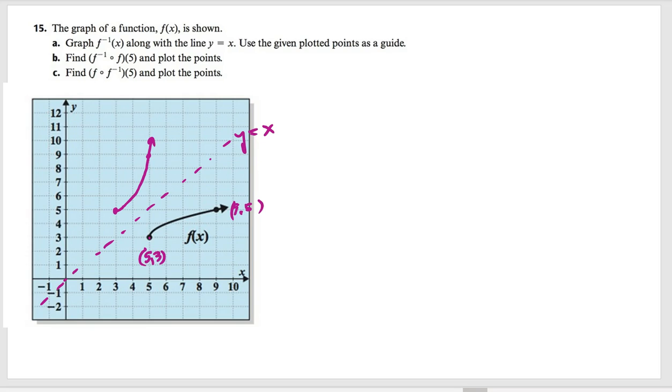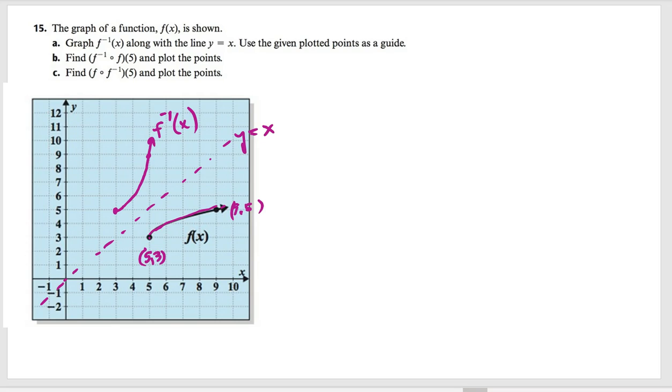So if you're getting confused, think about if you drew paint on this function, if you painted this, and then you folded the paper along this y equals x and smushed it together, then you would get this over here. This is going to be f. This is going to be my inverse.